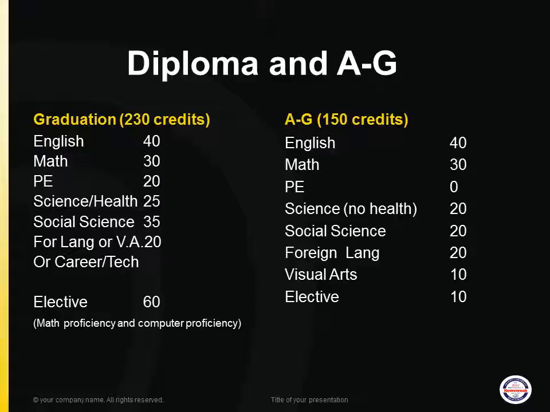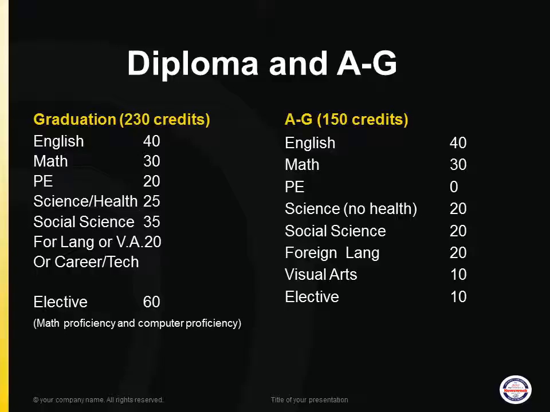This slide provides a subject-by-subject breakdown of both the graduation requirements and the A through G requirements. There are some similarities between the two, for example in English. However, as you can see, there are some major differences when you're talking about things like physical education, health class, electives, and foreign language, visual arts, or career technical classes.